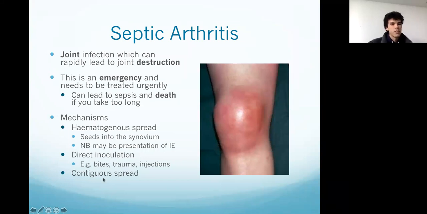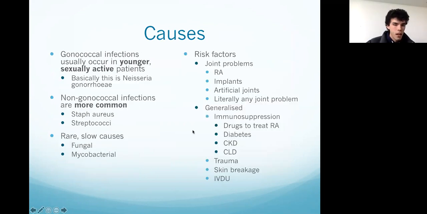And you can also get contiguous spread, which is basically spread from something that's nearby. So for example, if you had a skin infection and it managed to make its way deeper and deeper until it got to the bone or the joint space. You get gonococcal infections, that's basically Neisseria gonorrhoeae, in your younger patients. In older ones, you tend to get these non-gonococcal ones instead. And then you can pretty much say whatever basic bacteria and it's probably a cause.